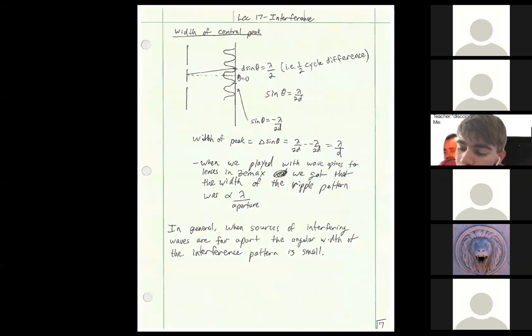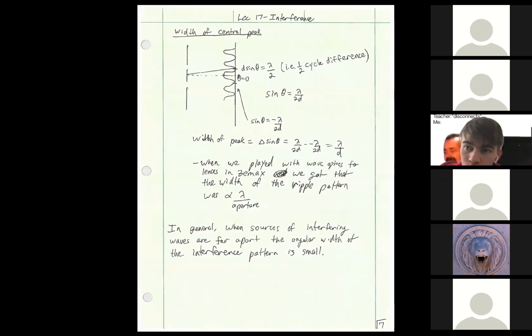Let's also talk about the width of the central peak. We get our first 0 when d sine theta is lambda over 2. We get a half cycle difference. Well, that means that sine theta is lambda over 2d. So the width of this peak is proportional to sine theta and inversely proportional to how far apart the slits are, which is similar to what we are going to find next time when we talk about a finite size slit and we do the integral, and we're going to get the same thing.